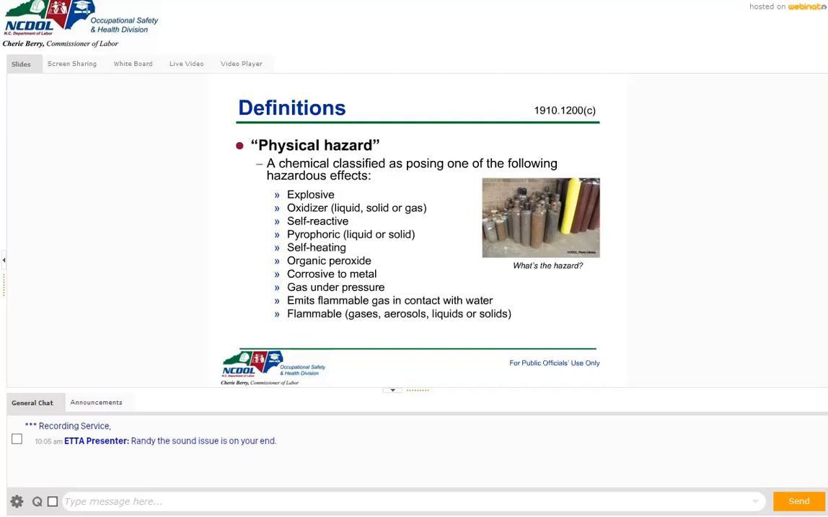Now, starting off with the physical hazards, let's look at the picture. I know that's really tiny. What you can do, you can maximize your slide with the little maximize button. It looks like a little window, like a picture frame. If you click on that, it's going to make your slide bigger. But if you do that, you're going to knock your chat out, so you may want to minimize it after you maximize it. But that picture there, what is the hazard? What's wrong there?